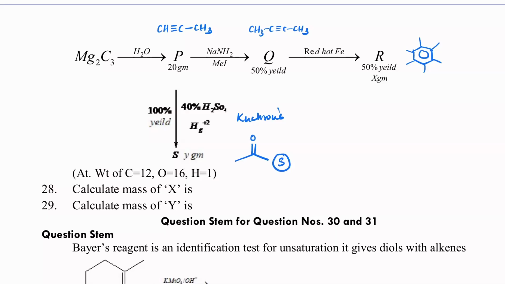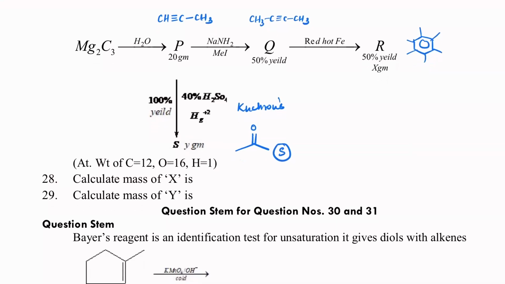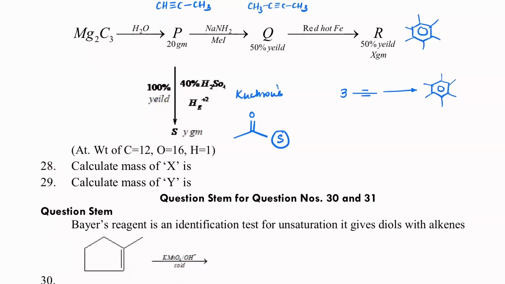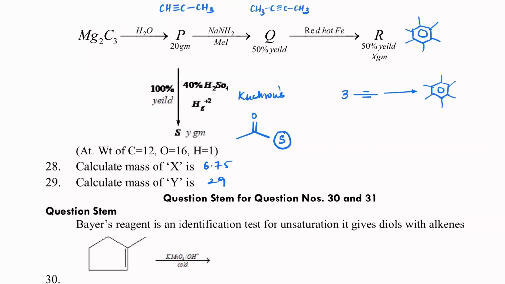All you need to do is calculate the mass of X and Y. Just check out the percentage yields. Between Q and R, you need to make sure the reaction is perfectly balanced, because 3 moles of this is converting into 1 mole of this one. So while making the stoichiometry, you need to take care carefully. Calculating X and Y, I remember I'm getting values as 6.75 and 29.